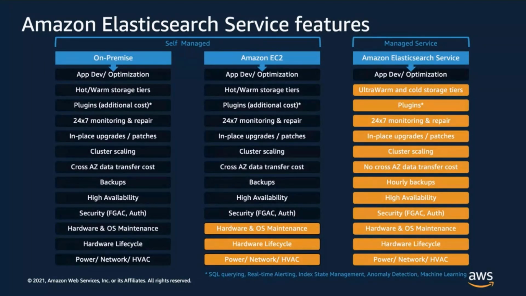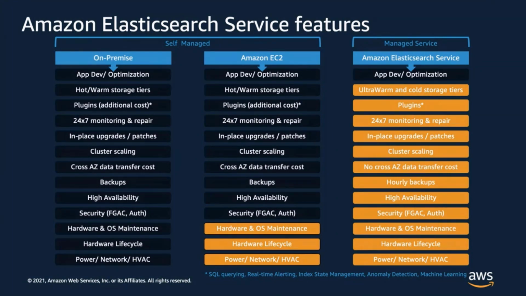Just as we look at a sort of stacked chart of what the service offers, if we compare with self-managed, we have a number of things that you have to do on your own for running an Elasticsearch cluster, including some of the core hardware and power, networking, HVAC, et cetera. If you're running on EC2, then obviously EC2 is going to take a portion of that work for you in terms of hardware and power and networking.